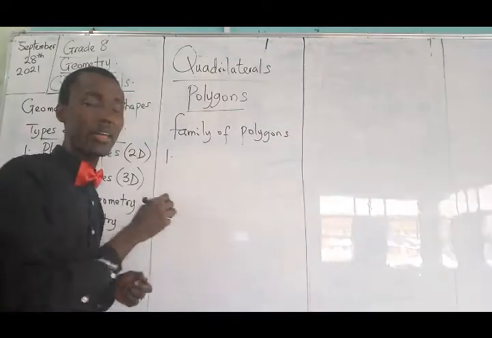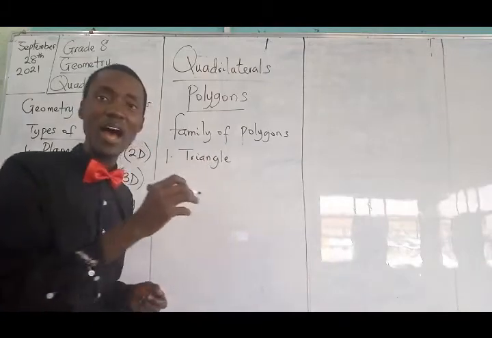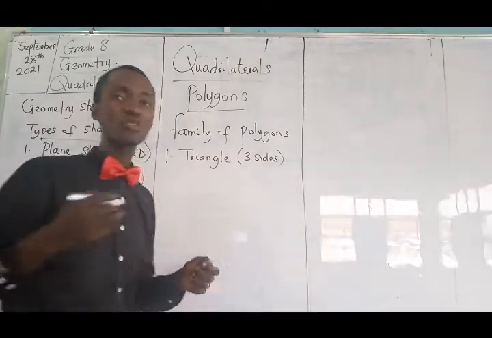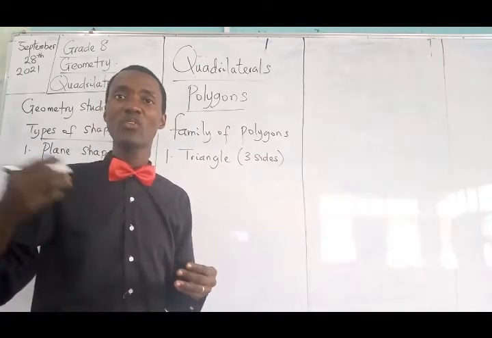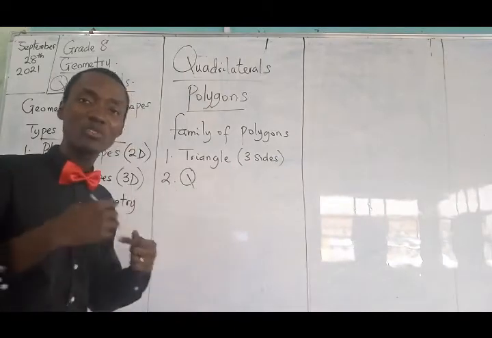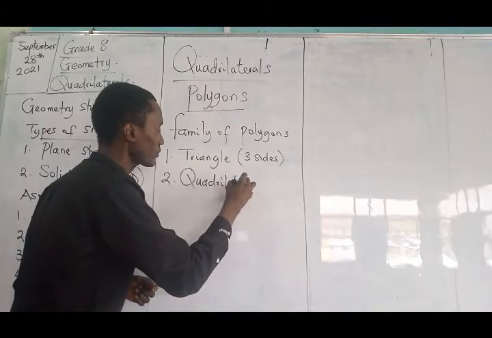The first member is what we call the triangle. The triangle has what? 3 sides. Sorry, this introduction is very important so that you have an idea of where we are going. The next one we have, the one we have been asked to do today, is called the quadrilateral.